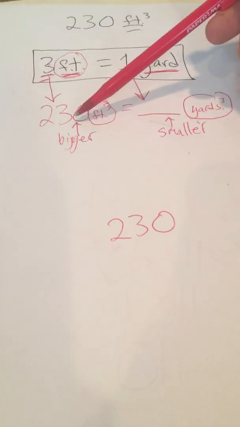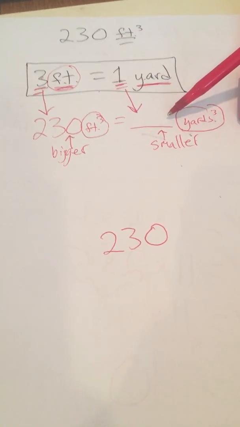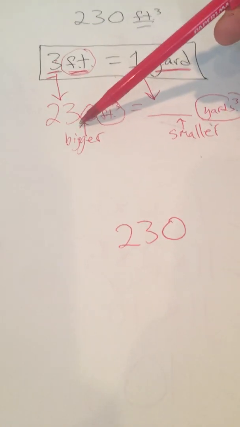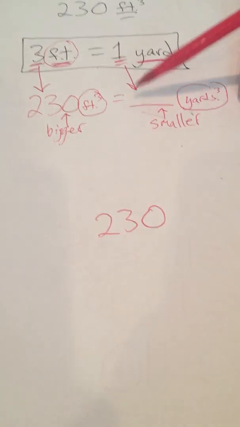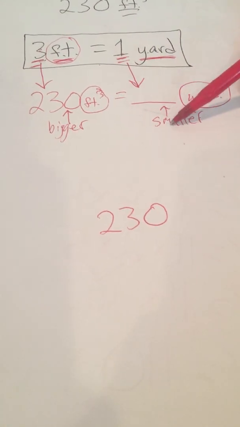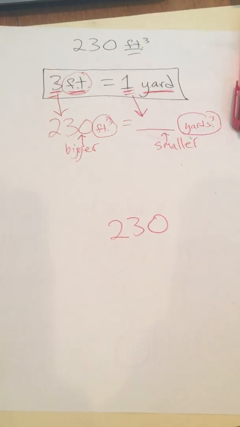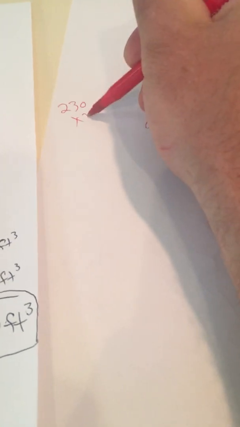So if I multiplied times 3, then let's see. If I multiply this feet, 230 times 3, it's going to be a much bigger number. It's going to be up in the 600s. And then that number would be too big because it needs to be smaller than 230. So we're not going to multiply times 3 because this times 3 is much too big.